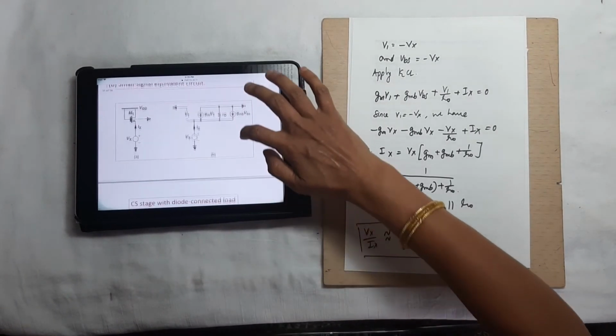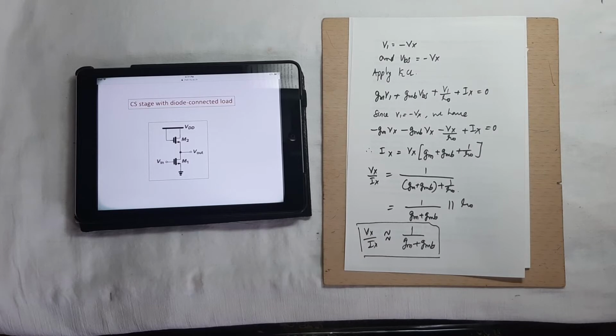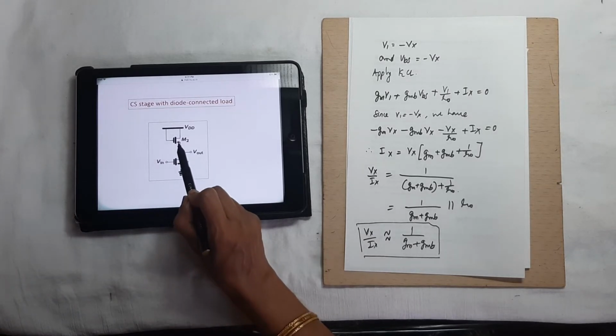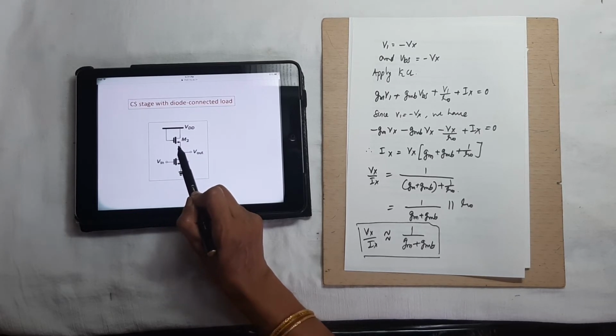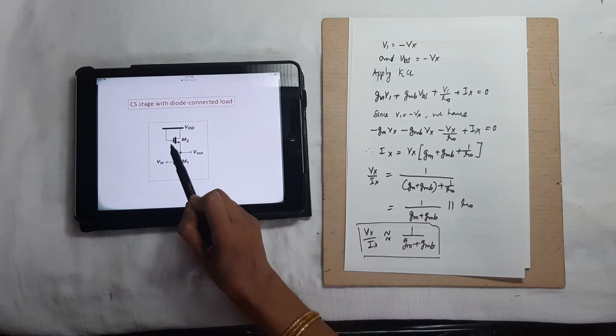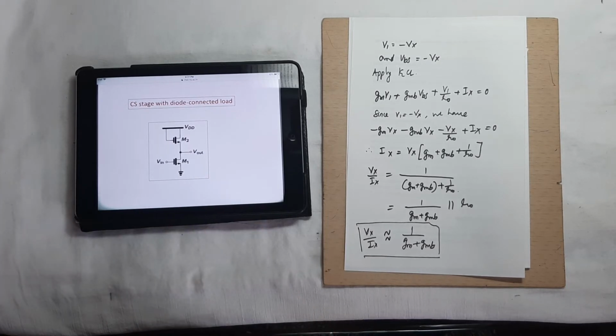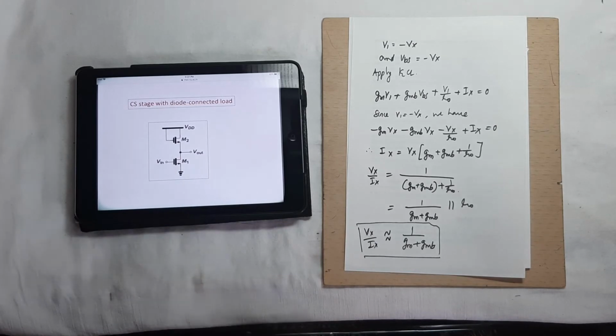Now let us see when we have a diode connected load in the common source stage. Previously, in place of this transistor we had the resistance RD. Since there was a resistance RD, it was named common source stage with a resistive load. But in place of RD now we have a diode connected transistor. Diode connected means the gate and the drain terminal are short circuited. So this M2 is the diode connected load, and we call it CS stage with a diode connected load.